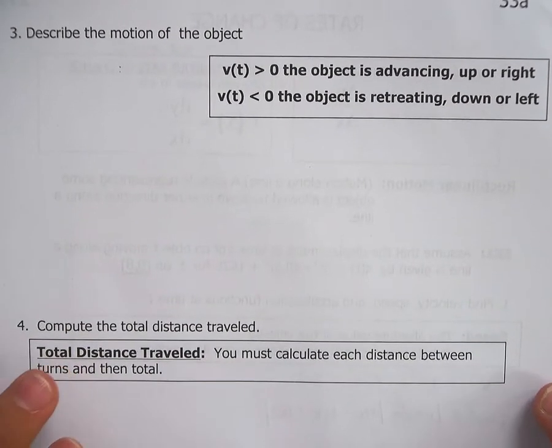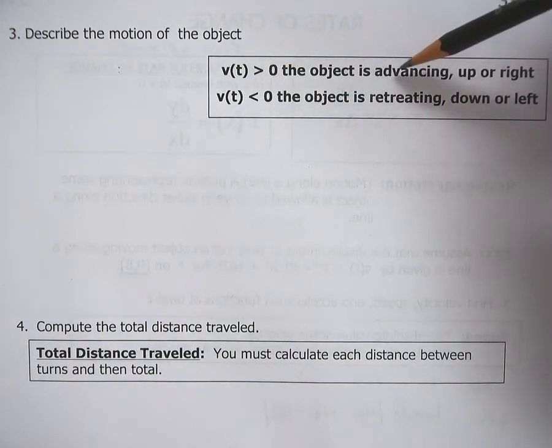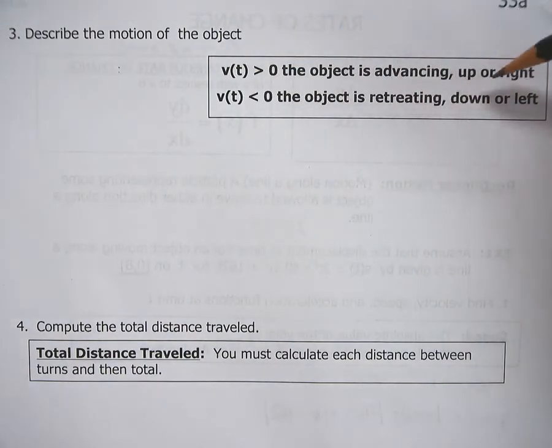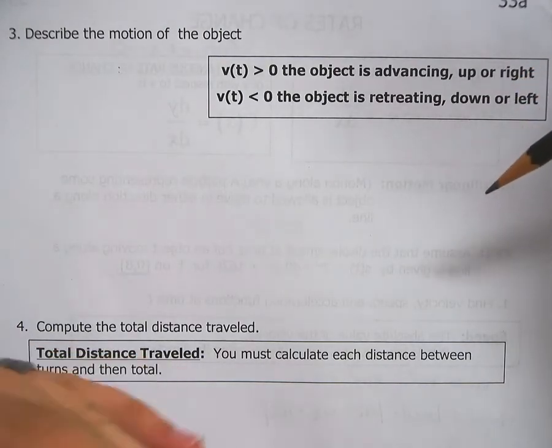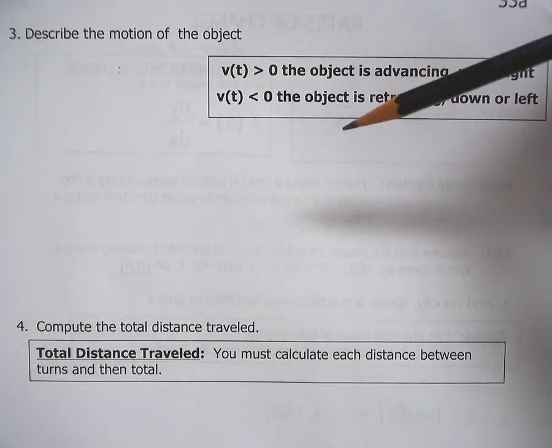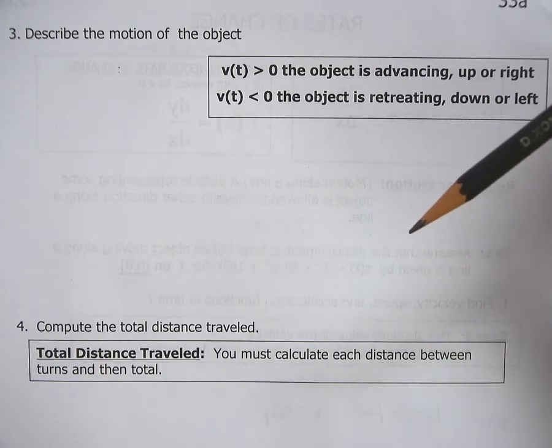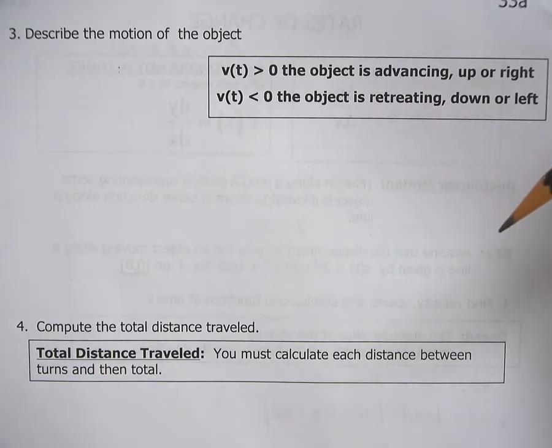Describing motion for an object. First, if velocity is greater than 0, the object is advancing, either up or right. Traditionally in physics, if you're going up, you're positive. If you're going right, you're positive. Think about your x values and your y values. If velocity is less than 0, then the object is retreating, going down or left. So if velocity is negative, then you're retreating. You're either reversing, going down, or going left.